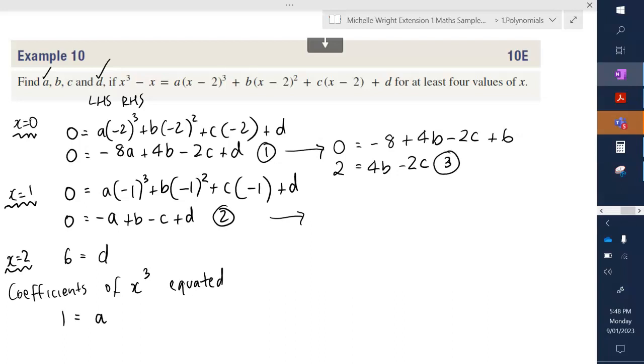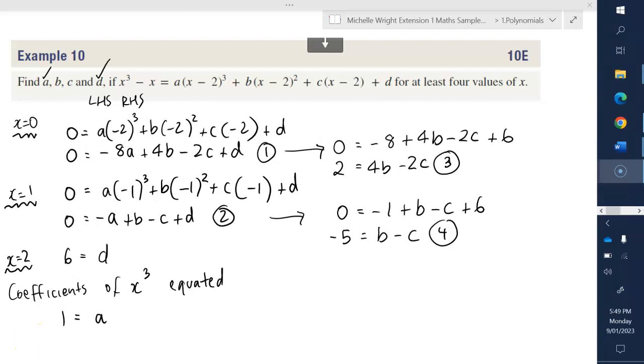And let's neaten this one up here. So I have 0 is equal to minus 1, because a was 1, plus b minus c plus 6. Minus 1 plus 6 is 5. If I take 5 from both sides, I'm going to get minus 5 is equal to b minus c, and that is equation 4. So we now have two simultaneous equations, being 3 and 4, that we can work with because we've only got two unknowns in each of them, and they're the same unknowns.